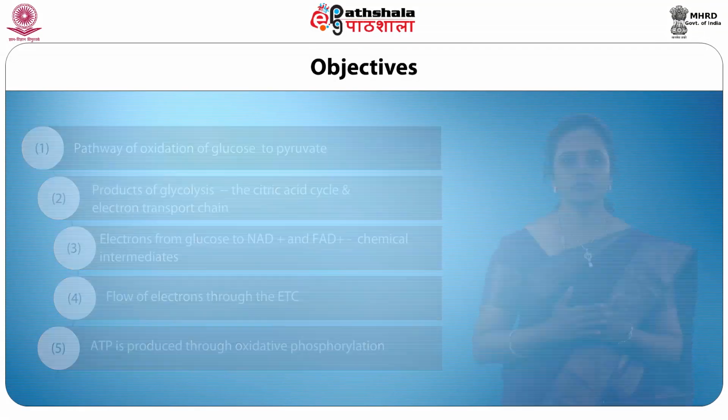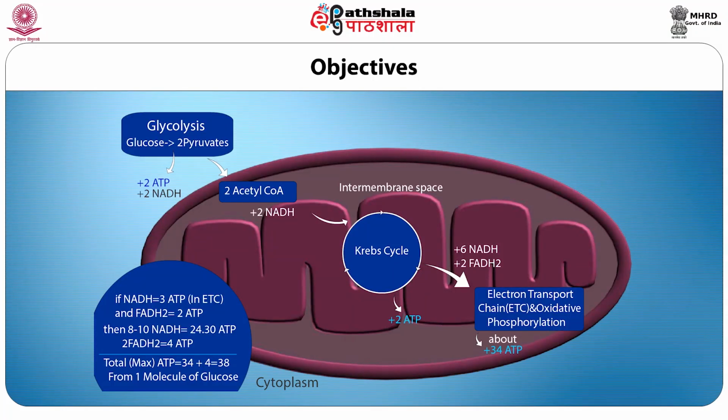So, the summary of the talk will be how glucose is oxidized to two molecules of pyruvate, and then this pyruvate is converted into acetyl-CoA and that enters into the Krebs cycle, where it is finally oxidized to carbon dioxide and various reducing equivalents, which finally enter into the electron transport chain to yield ATP. We will also see how complete oxidation of one molecule of glucose yields 36 ATP molecules.